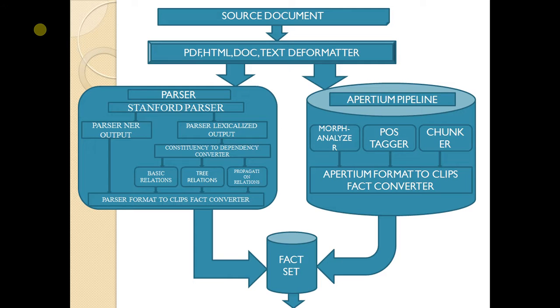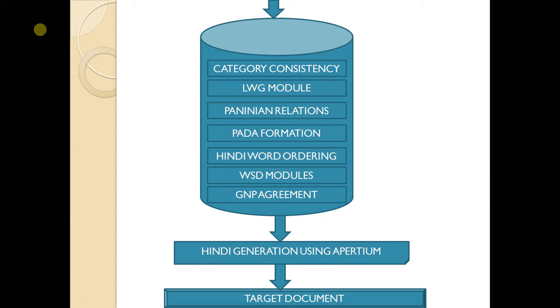Following the implementation, we provide a source document which is deformatted by the deformatter, which is further passed to two modules, the parser module and the Apertium pipeline. The pipeline consists of morphological analyzer, POS tagger, chunker, which provides the gender information, person information, subject information, and chunking of the whole sentence into groups, which is further provided to a format to CLIPS fact converter. In the other module, the parser, we use the Stanford parser to parse the given sentence into statistical units, which are further provided to the fact set.